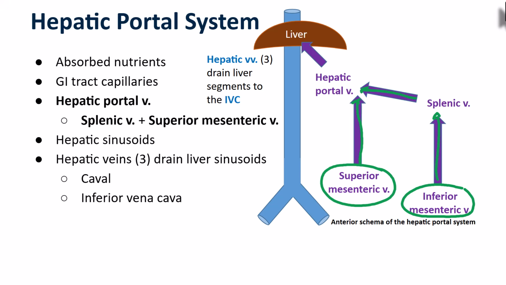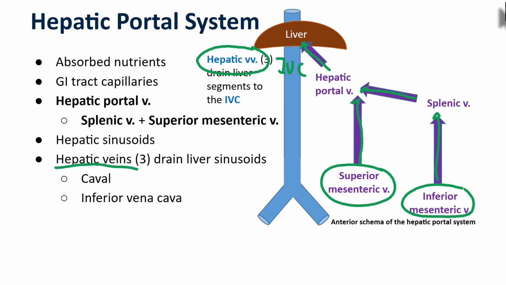That hepatic portal vein travels up to the liver, where it delivers its blood to hepatic sinusoids, and those nutrients absorbed from the gastrointestinal tract can then be stored, modified, distributed to the body, and that blood gets returned back to the IVC via 3 hepatic veins. So those hepatic veins are caval in nature. The hepatic portal vein is portal in nature.